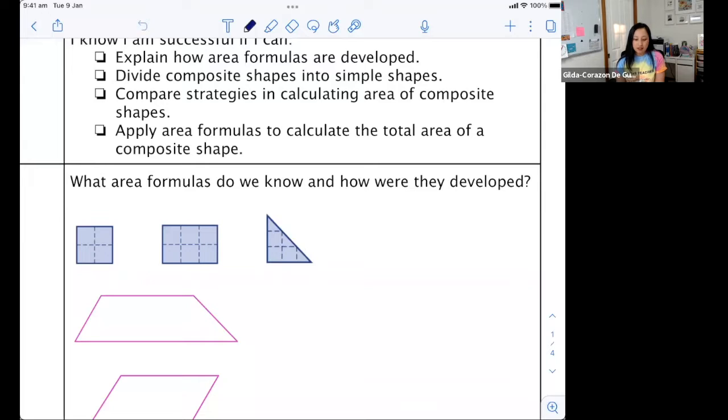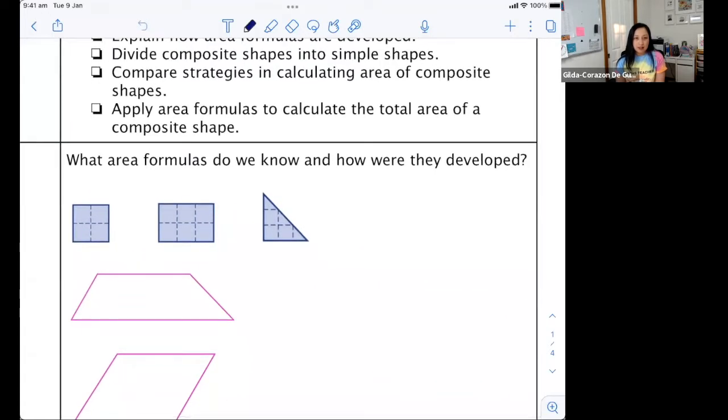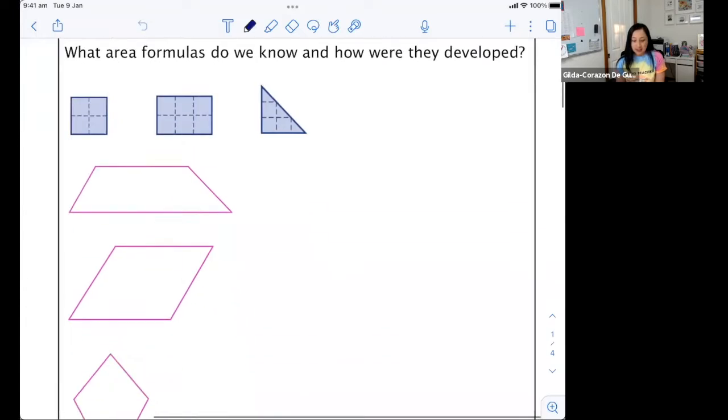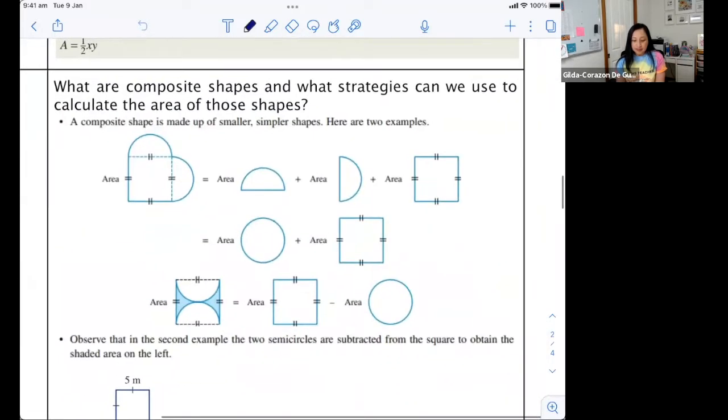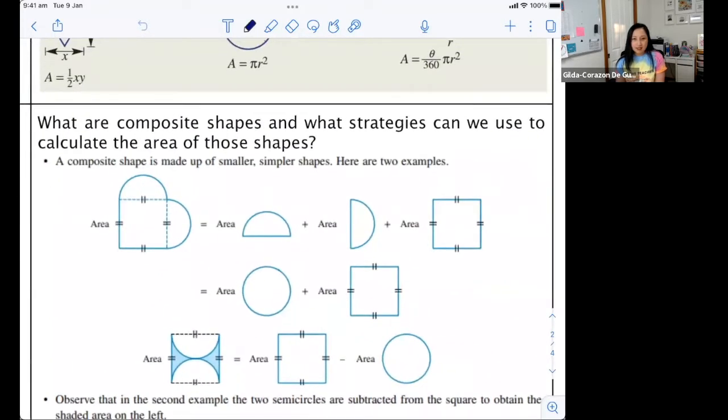Okay, so what I want to accomplish for today's lesson are two questions. The first question is, what area formulas do we know and how were they developed? And the other question is, what are composite shapes and what strategies can we use to calculate the area of those shapes? And I want us to emphasize the term strategies.